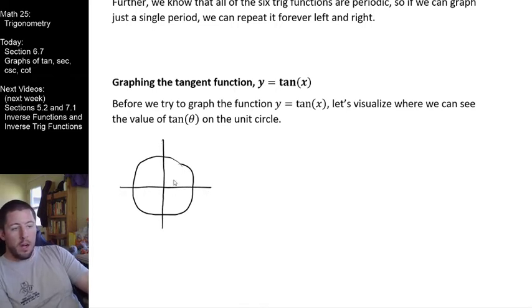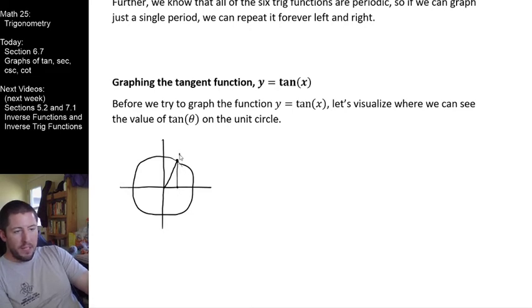So on the unit circle, I'm going to try and draw the same angle on all three of these, right here. Something like a 60-degree angle. It's not necessarily 60 degrees, it's just some general angle. But what I know is I can draw this little right triangle right here.